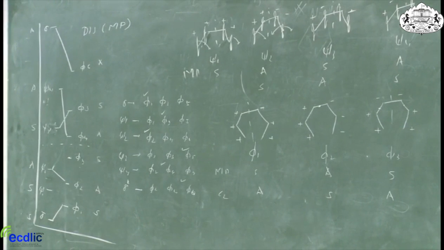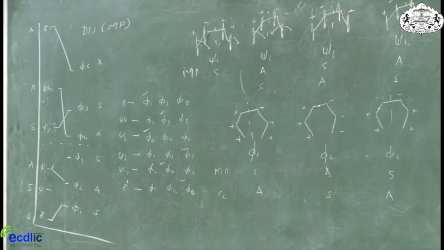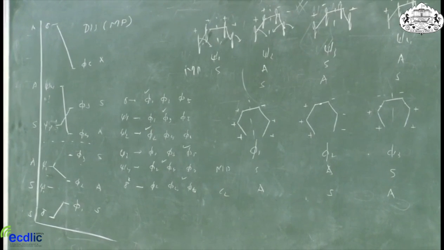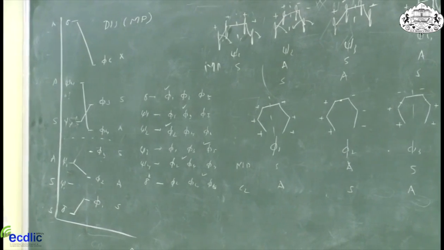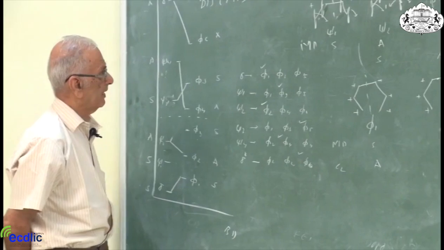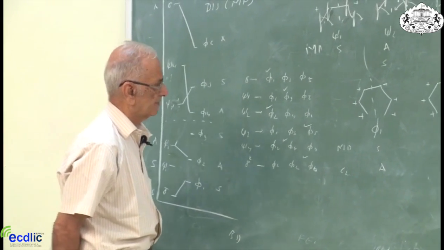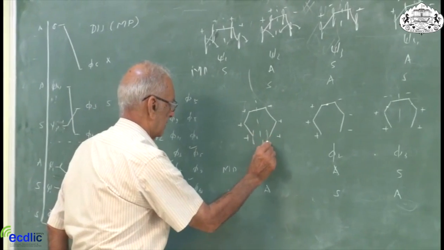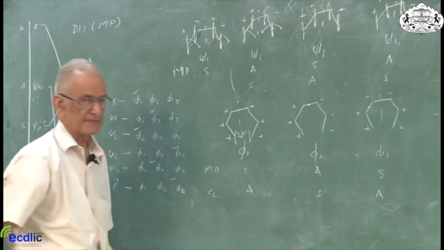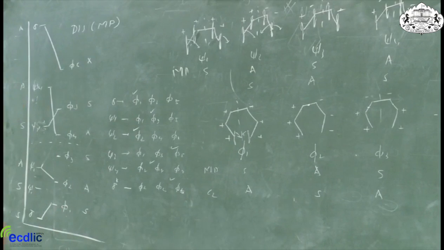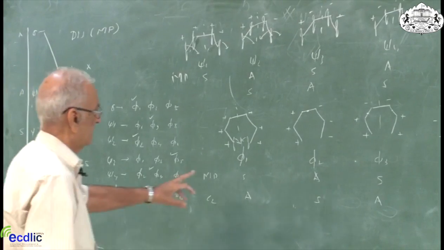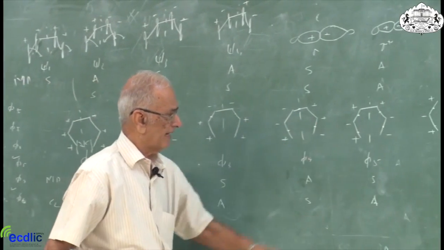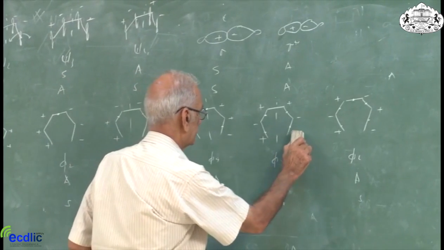While making the correlation diagram, the important feature is, since it is disrotatory, I must use mirror plane labels. Now, let us look at the terminal lobe interaction. Disrotatory, plus and plus moving in this direction will give me bonding. So 1, 3 and 5 will give me bonding.